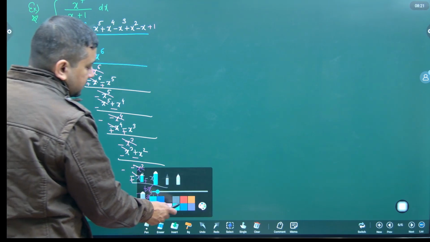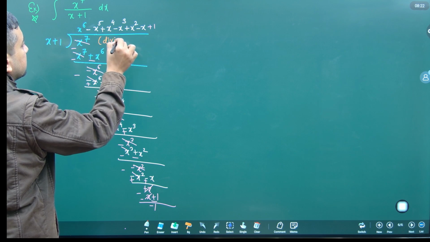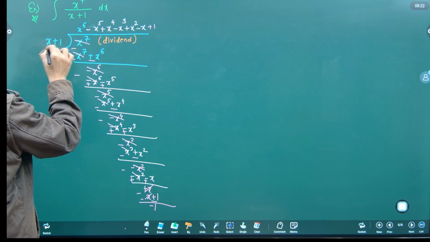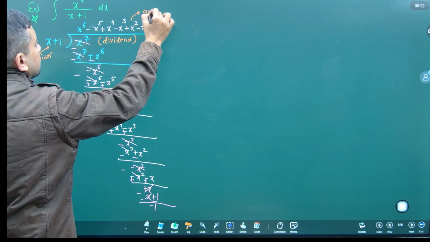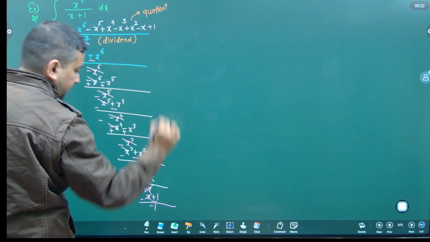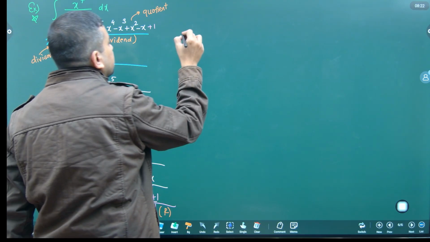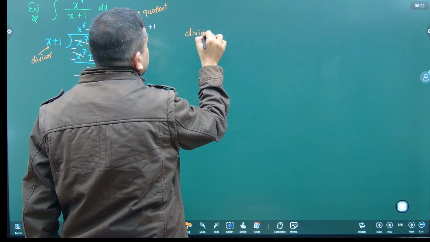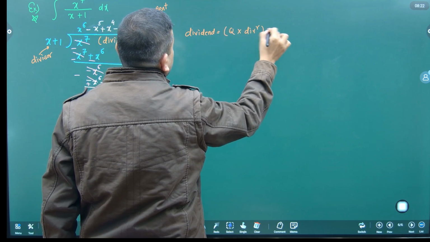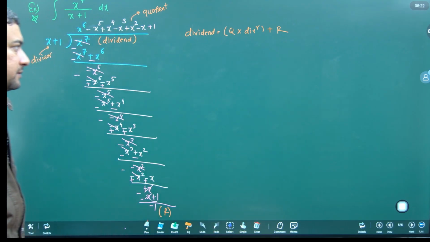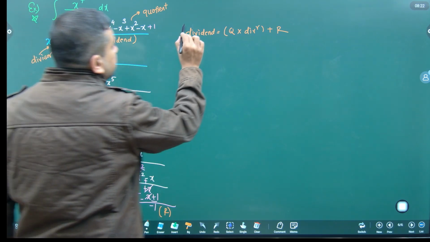So, let us use the division formula. For the division formula, what is this? This is your dividend. What is this? This is your divisor. What is this? This is your quotient. And what is this? This is your remainder. What does our division formula say? Dividend is equal to quotient into divisor plus remainder. Is this correct? Okay. So, this is our division formula, correct?